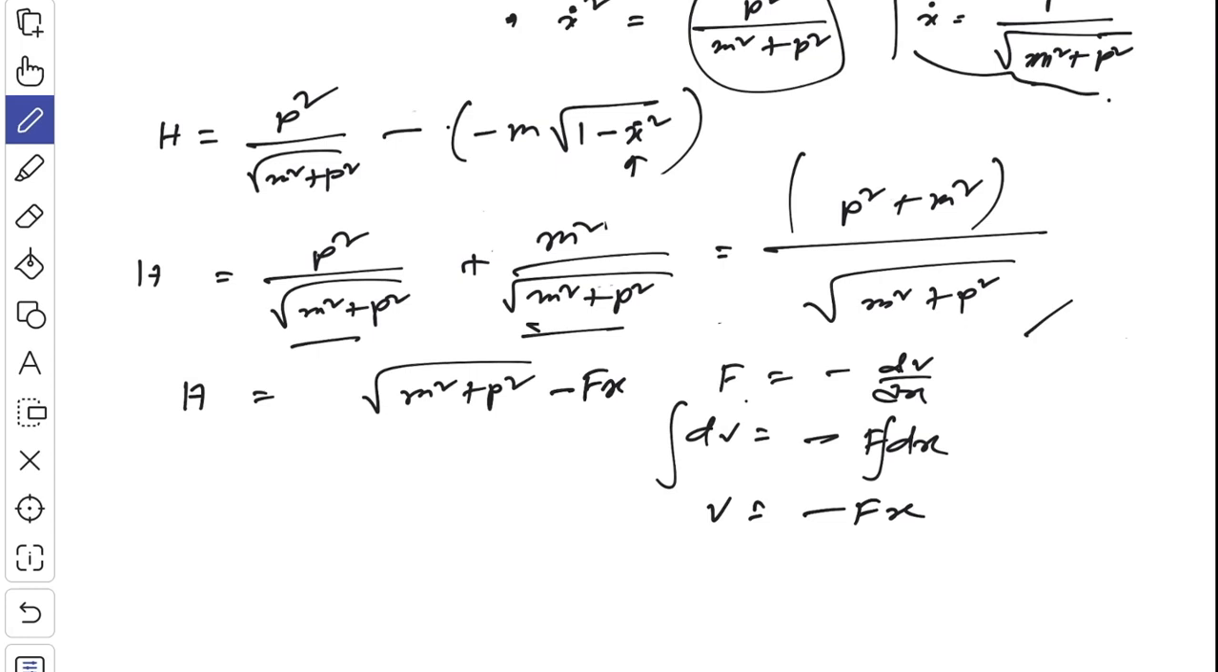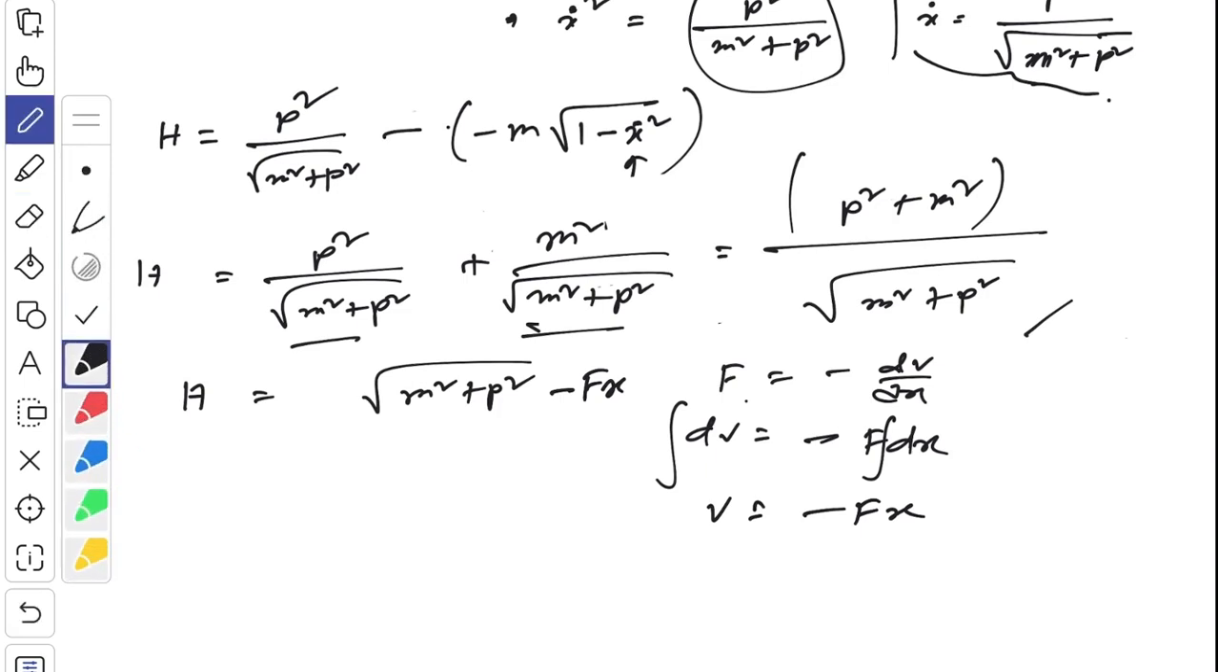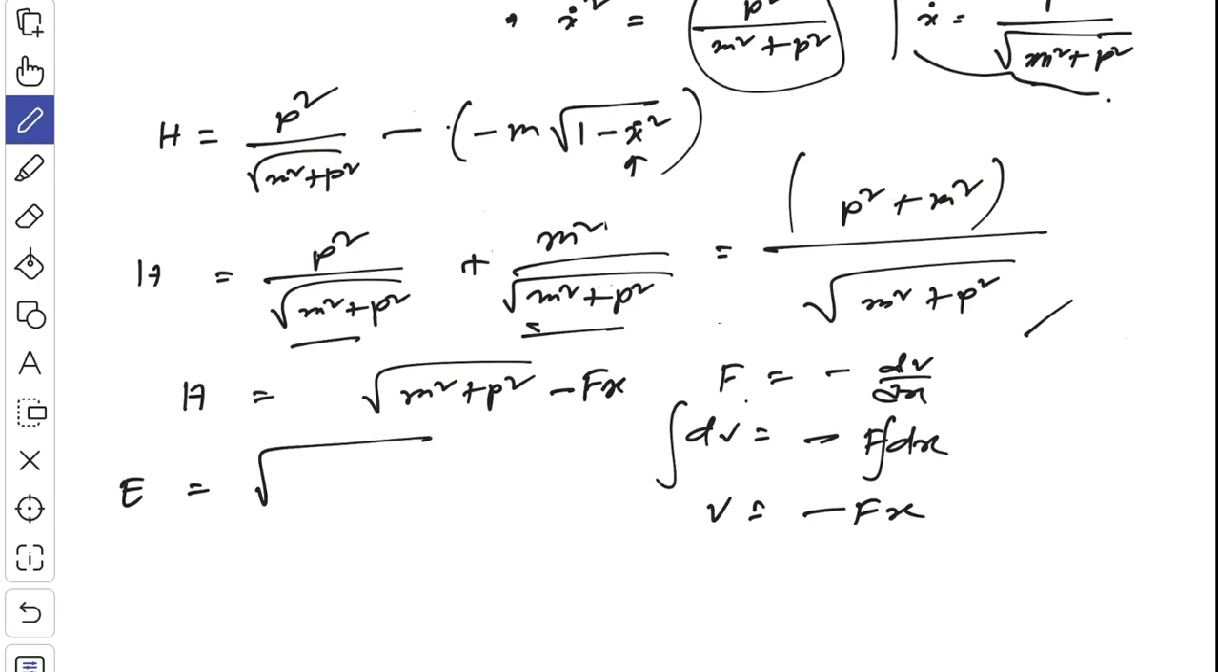So now here you see, we know the Hamiltonian is kinetic energy plus potential energy. So that means it gives us the total energy. So let us replace this h by E. So what we can do here, we can write E is equal to root over, and one more thing, let us bring this minus F of x to this side, then it will be plus F of x. That's going to be root over m square plus p square. So this is what we have got.